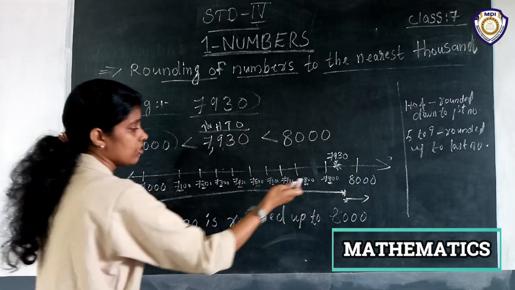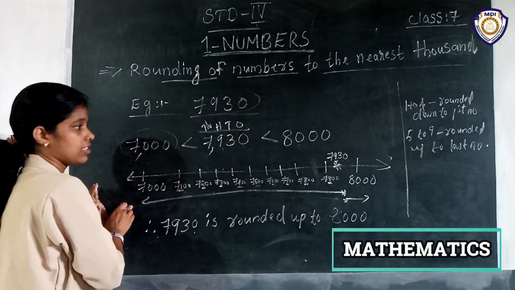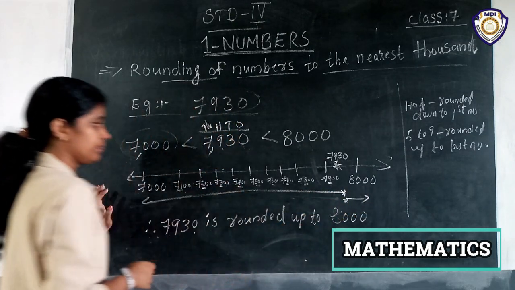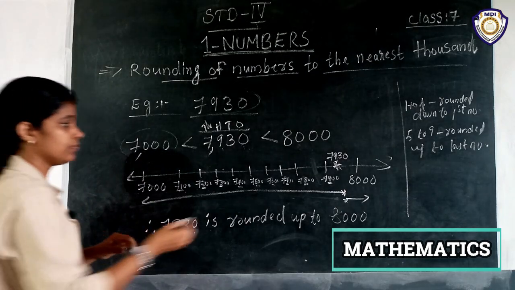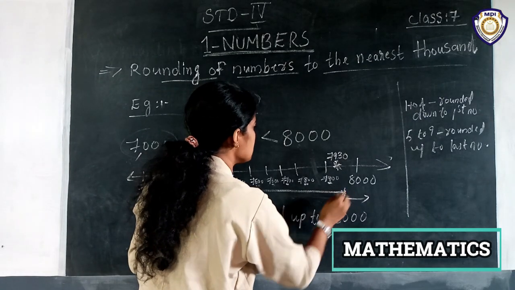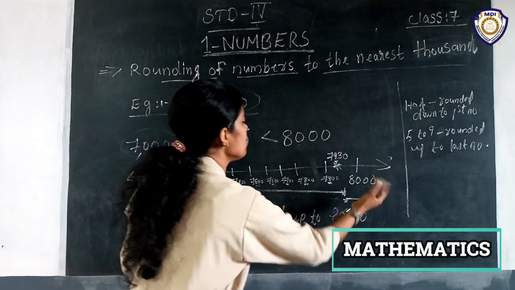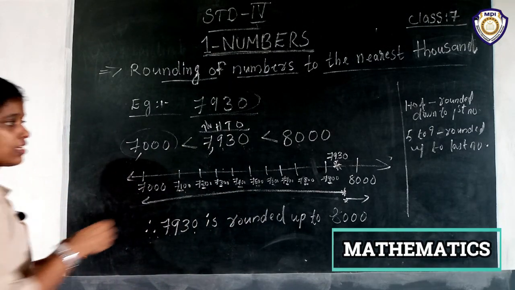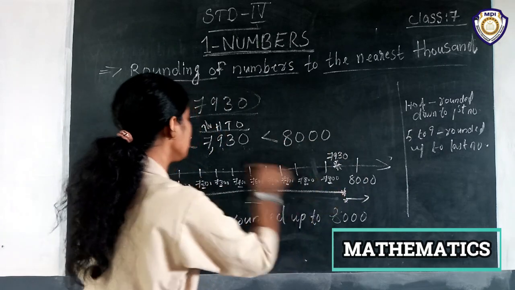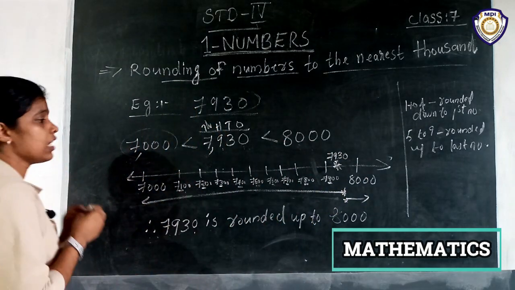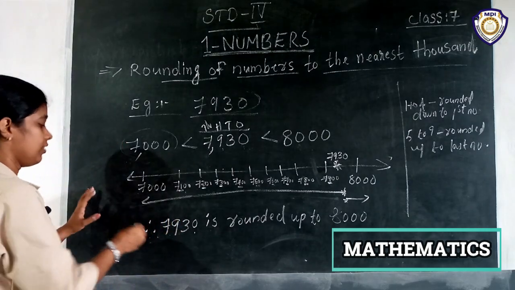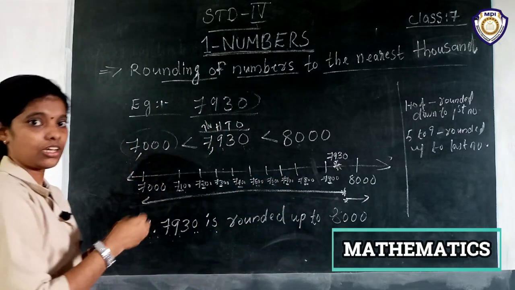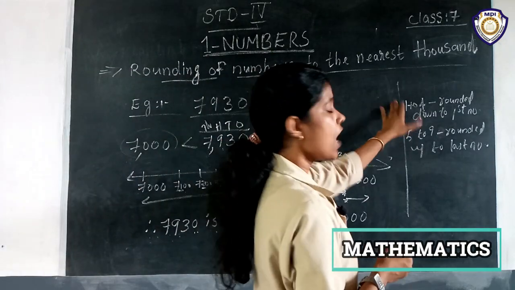Then we draw another line, 7,930 to 8,000. 7,930 is nearer to 8,000 as compared to 7,000. 7,930 is close to 8,000 and a little far from 7,000. Therefore, 7,930 is rounded up to 8,000.